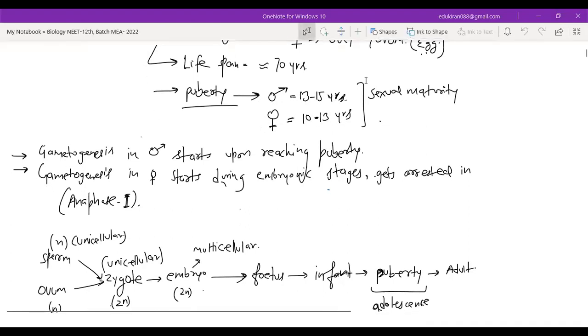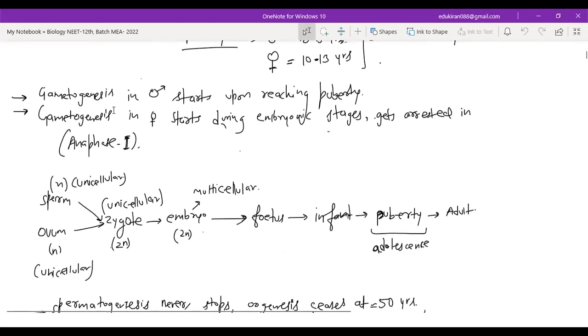Now there are some more basic concepts. For example, gametogenesis. Gametogenesis is gameto and genesis, two words, formation of gametes. You have to know that in males, gametogenesis begins for the first time after reaching puberty. Whereas in females, gametogenesis starts before birth, during the embryonic stage of the female.